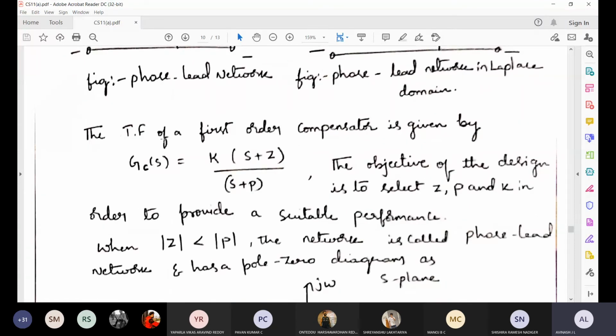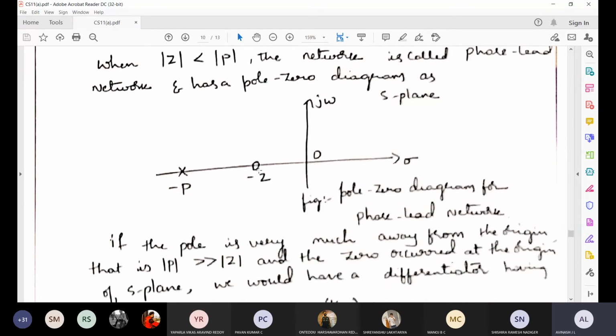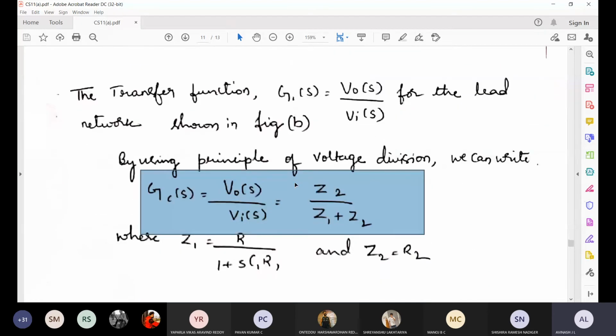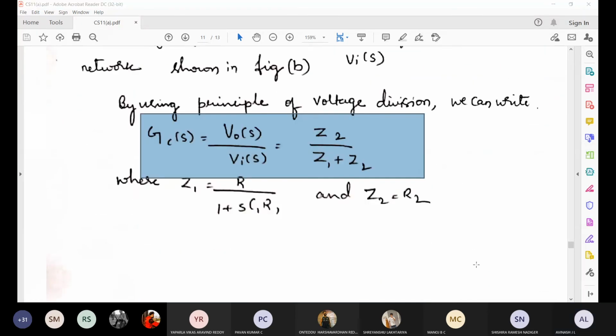So what is the equation? How to take the equation? How to plot the pole-zero diagram? All those things you must write down. That will be your homework for today. Is that okay? Can you do it? Yes, sir.